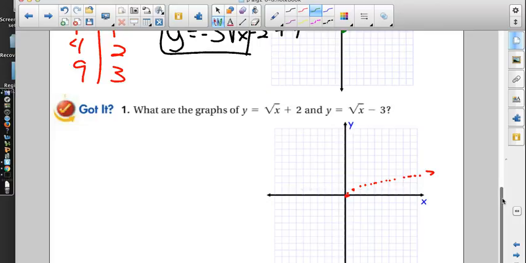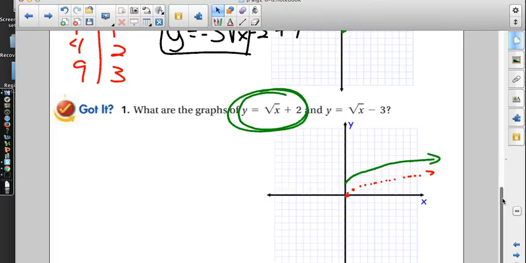Color code again. Y equals the square root of x plus 2. Where's that going? Up 2. That's it. Take our nice points and move them up 2. And if you're saying, well, where are the nice points, Cedar Home? They're the points from the table. 0, 0, 1, 1, 4, 2, 9, 3. That one's done.